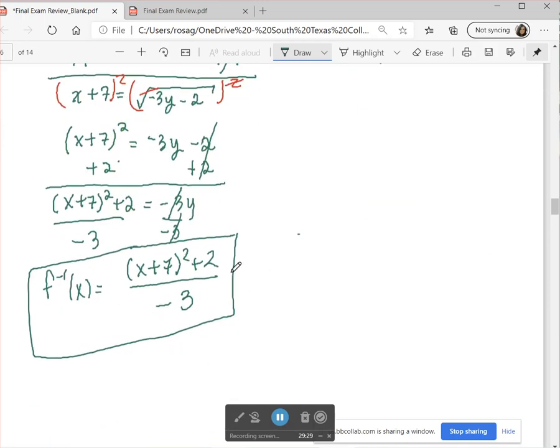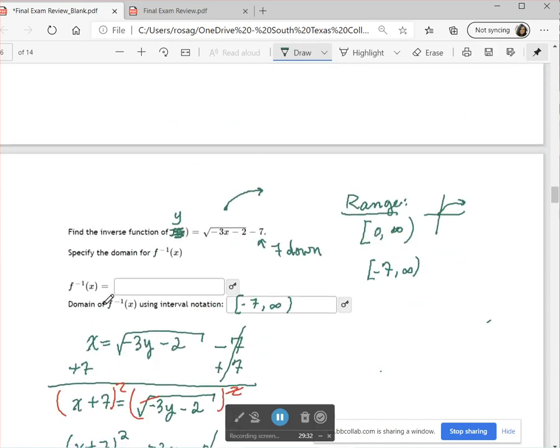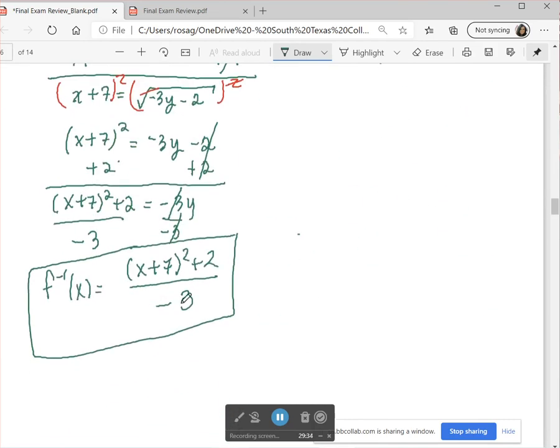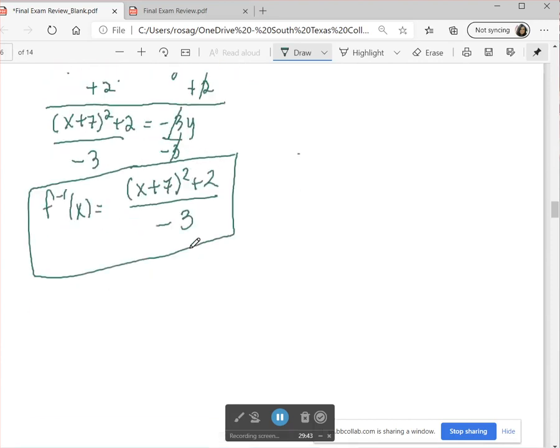Yes, this on the bottom that I got, you don't have to put the f inverse because it's already given to you, but you do have to write all of this. Any other questions?